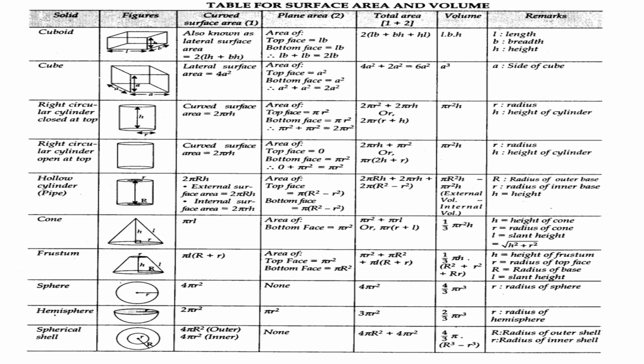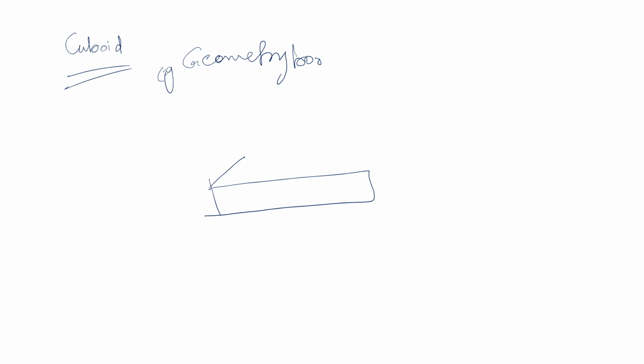So first one is cuboid. If I am seeing a cuboid, it is like your geometry box. You just take that with you. The shape will be like this, a rectangular box type. Okay, so this is a cuboid. How many sides does it have? It has 6 sides.